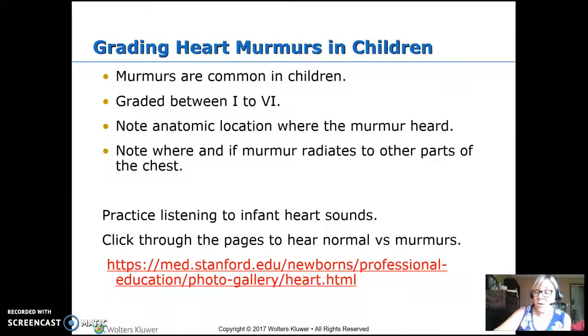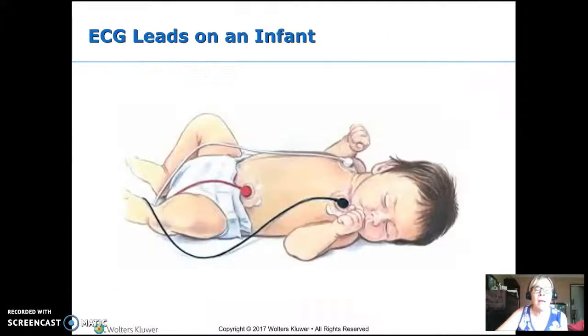Okay. There's a good site, the Stanford site. It's got multiple pages. You can scroll through the different defects and listen to the murmurs that are associated with them. If you have a kid on a monitor, kids pull the leads off, so put them back on. I've had students be afraid to do that. Just stick them back on. Don't worry. It doesn't have to be in the exact right spot, because they'll pull it off again. A lot of times you're going to see them in weird spots because it's where they don't pull them off.